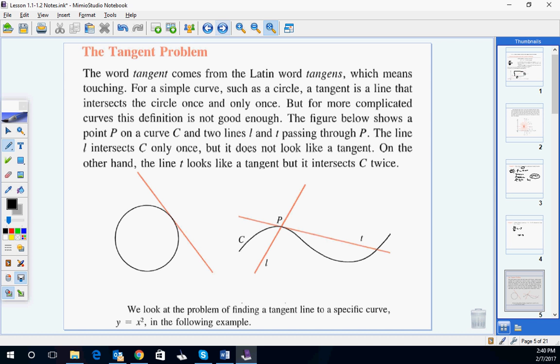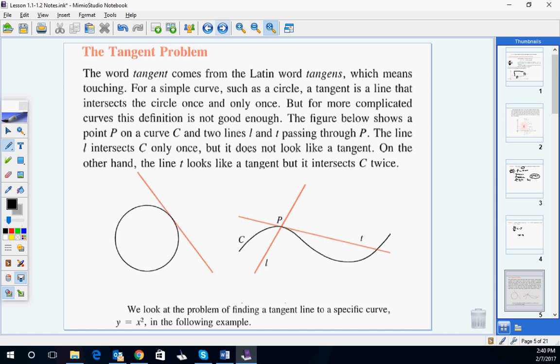But for more complicated curves, this definition is not good enough. The figure below shows a point P on a curve C and two lines passing through P. The line L intersects C only once, but does not look like it is tangent. On the other hand, the line T looks like it's tangent even though it intersects twice. So this right here looks like it might hit it more than once, but it's not quite specific. So sometimes we have to actually do limits, or we're going to look at some stuff here in a second that will help us figure out these tangent points.